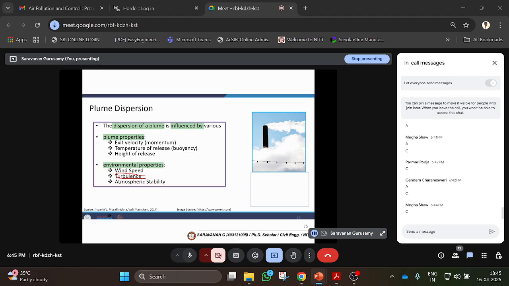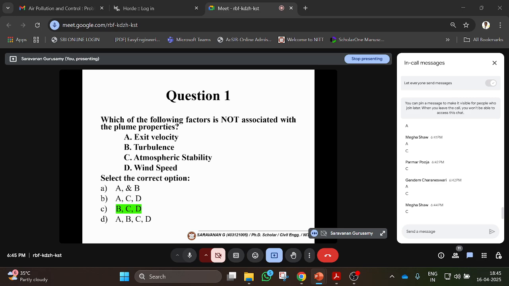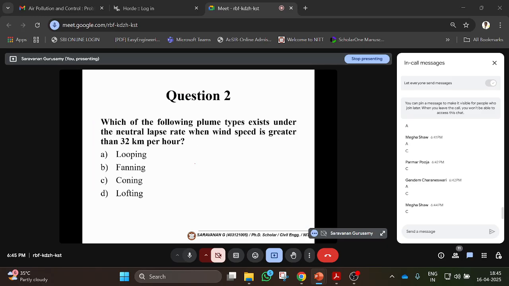Turbulence is an environmental property. Wind speed is an environmental property. Atmospheric stability is an environmental property. Turbulence is also an environmental property, because it is how the wind is moving the pollutant that has escaped. That is called turbulence, right? Whenever more turbulence is there, more dispersion will happen. And the plume properties you can say are exit velocity, temperature of the plume, and height of release, that is the stack height. These are all related to plume behavior. So the answer is C. B, C, D are wrong options related to plume properties.